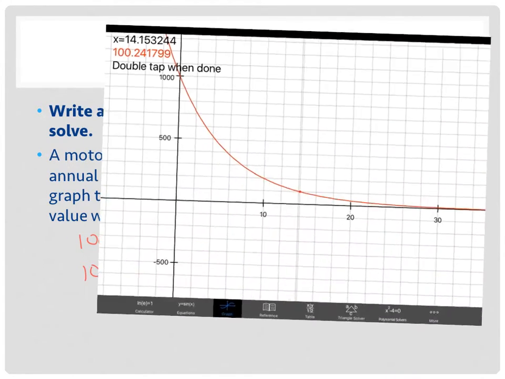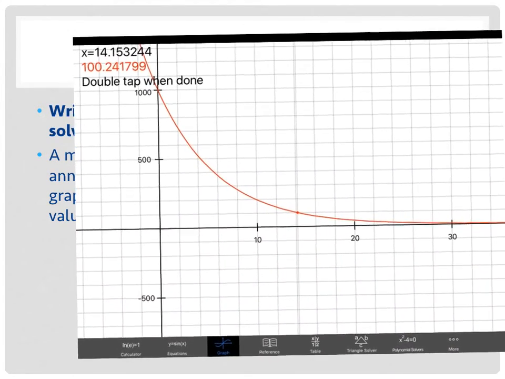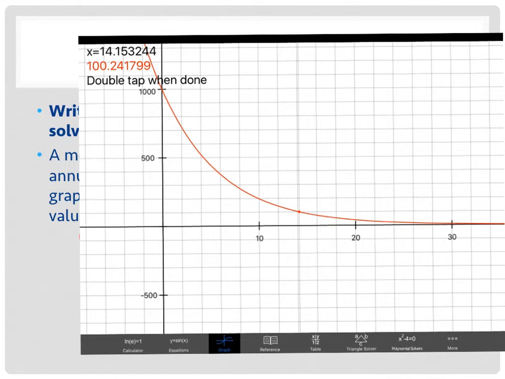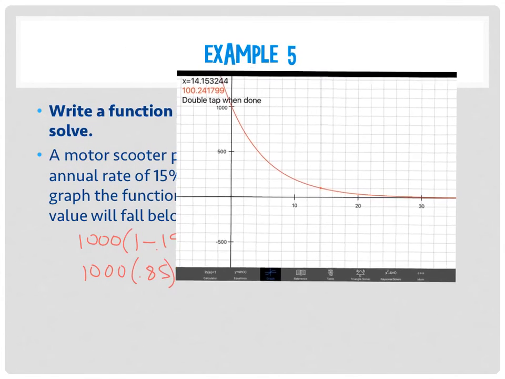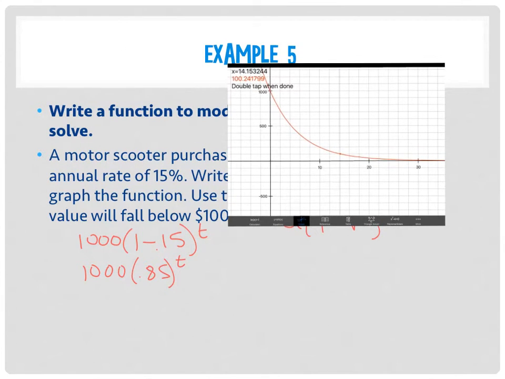So I went to the graph, I graphed it, I zoomed out, I traced it, and my goal is for the y to become less than 100, which means it's going to take a little bit longer than where I'm at right now. So a little bit more than 14 years, right? Or over 14 years. So again, everybody's got a graphing calculator, that would be the prediction.